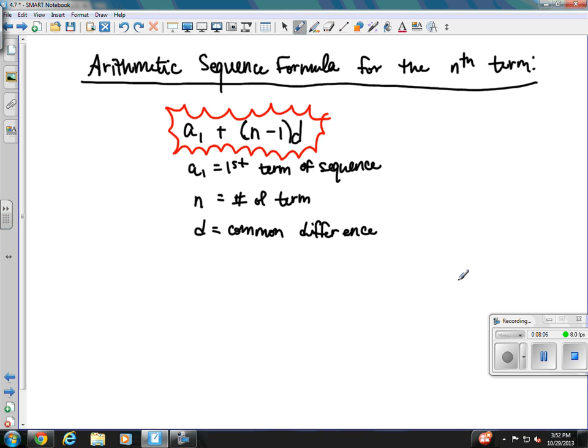So a sub 1 stands for the first term of the sequence. Then n stands for the number of the term, so that means it's the first term or second term. And then d stands for the common difference.